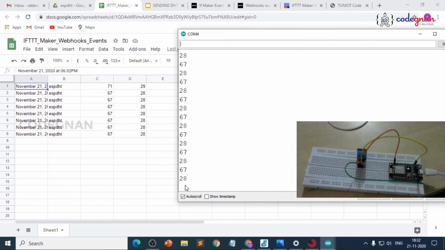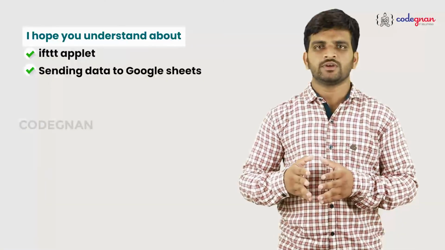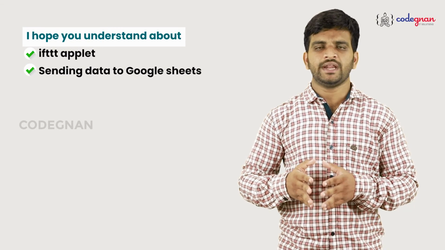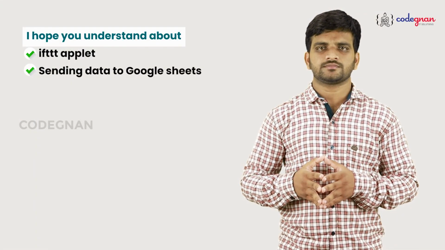Okay. I hope you understand about IFTTT applets and sending data to Google Sheets. By using those Google Sheets, we can apply machine learning algorithms to predict the temperature and humidity of our surroundings.